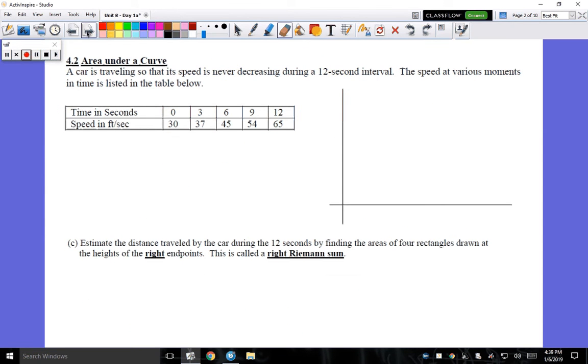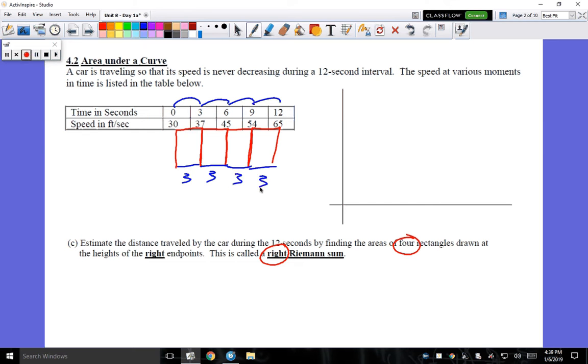Alright, so now this time we're going to look at a right Riemann sum. Okay, so we're looking at a right Riemann sum. In other words, if you were to draw, like I showed you on the last slide, 4 rectangles. This first one had a base of 3. Second one had a jump of 3, so its base is 3, and so on and so forth. So nothing has changed. They're still the same rectangles.